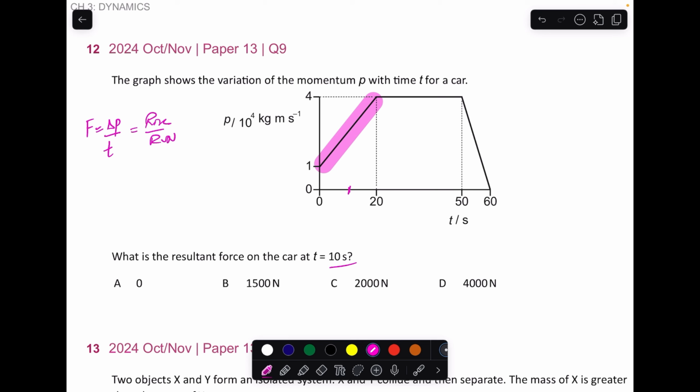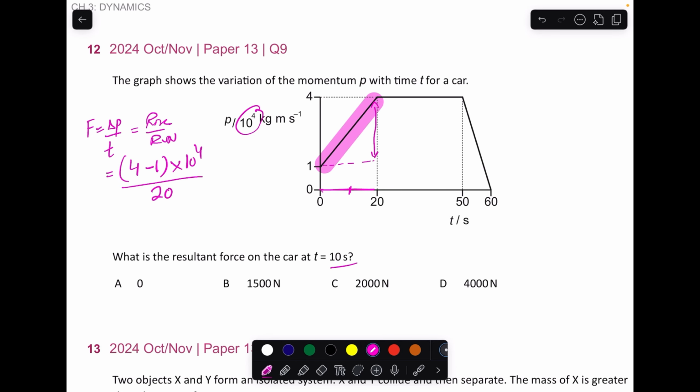So the rise is 4 minus 1, and there is 10 to the power 4 as well. Divide by the run. The run is from this point, this will be 20. This will give you 1.5 times 10 to the power 3. It is 1500. So this is the option.